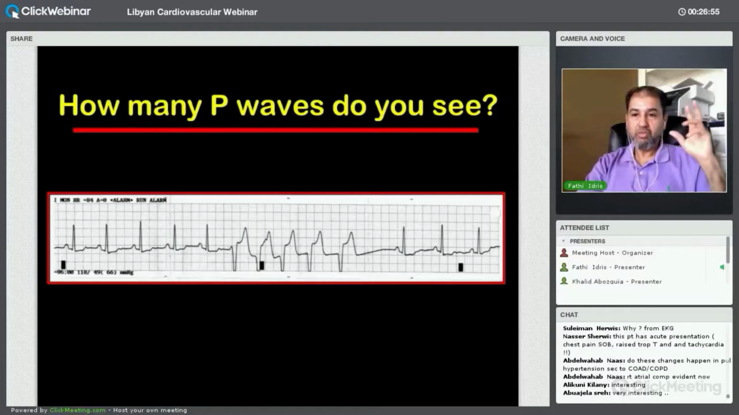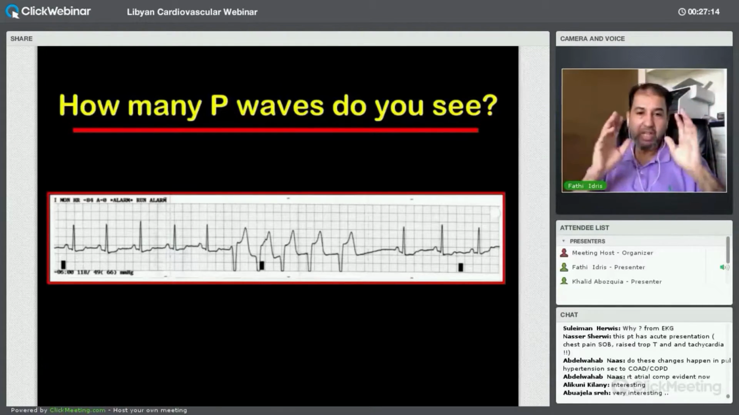So I just want to give you an idea to train your eyes on how to look for P waves. So the question here is, how many P waves do you see? Look at this EKG carefully and try to answer how many P waves do you see. And just to make it simpler, because I know there are some cardiologists and electrophysiologists in the audience, we're talking about antegrade P waves, no retrograde P waves here. So how many P waves do you see?